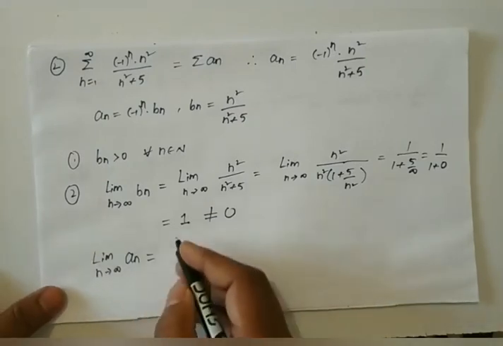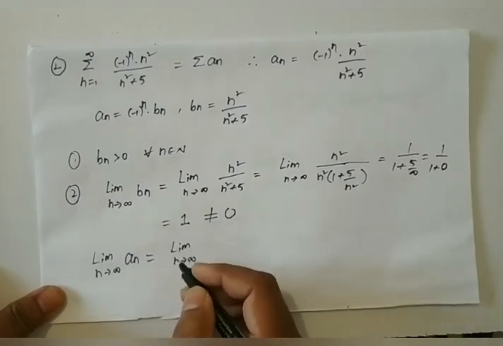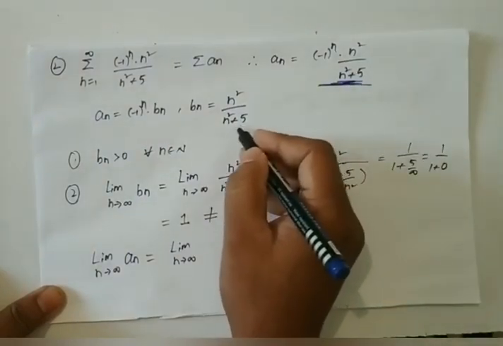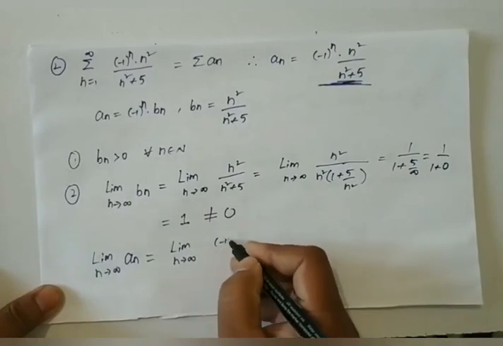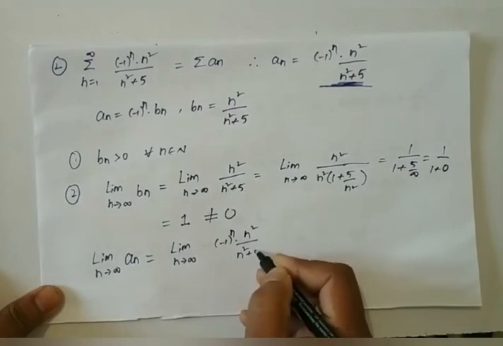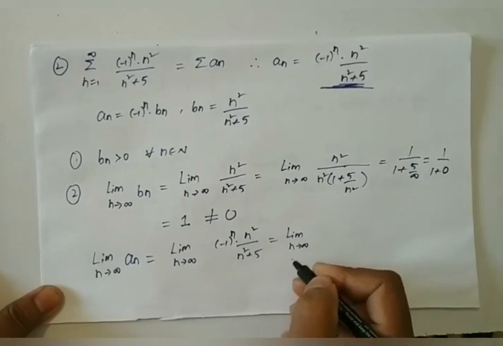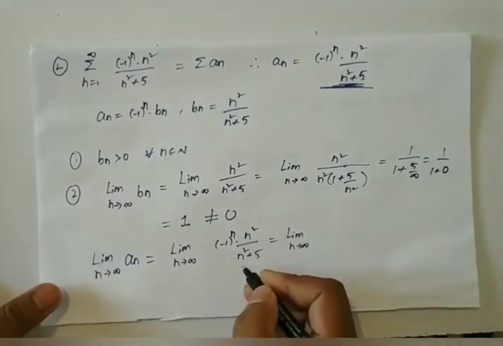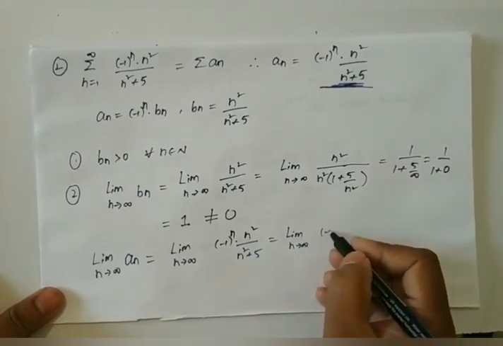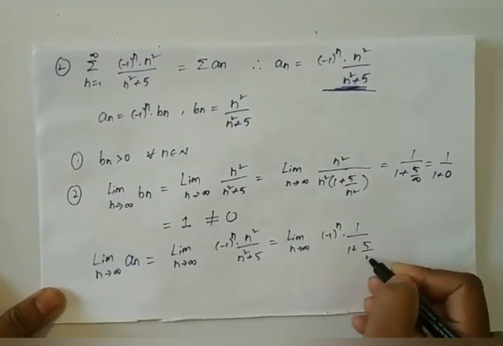So now let us find the limit as n tends to infinity. What is an here? an is nothing but this, not this. What is an? (-1)^n times n square by n square plus 5, which is equal to the limit as n tends to infinity. Here I am writing a direct step, please verify: (-1)^n times 1 by 1 plus 5 by n square.